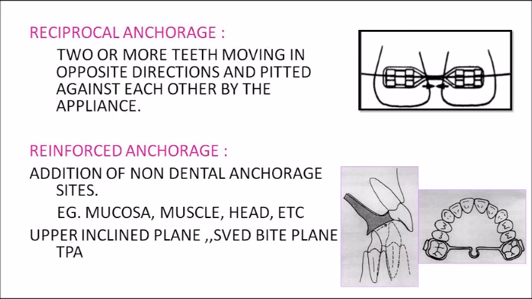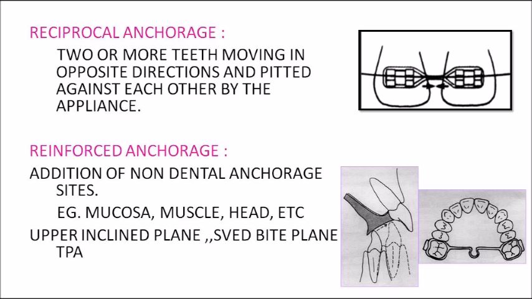Now, reciprocal anchorage is one in which two or more units of teeth are moving in opposite directions and they are pitted against each other by an appliance. So that gives you your reciprocal anchorage. The most common example is your closure of midline diastemas. Other examples are the use of crossbite elastics as well as dental arch expansion appliances. So here two teeth which are moving in opposite directions are pitted against each other, and the anchorage makes use of each other's movement.